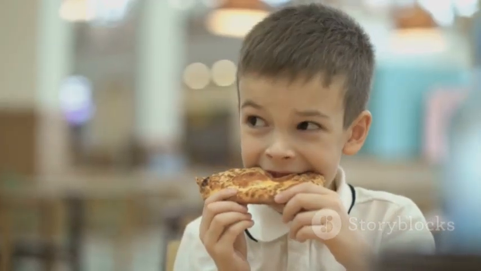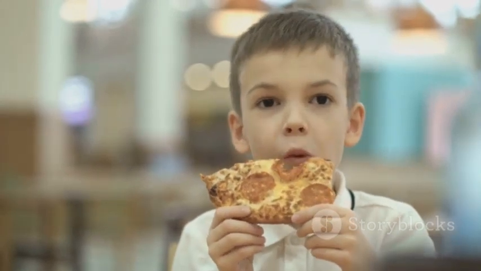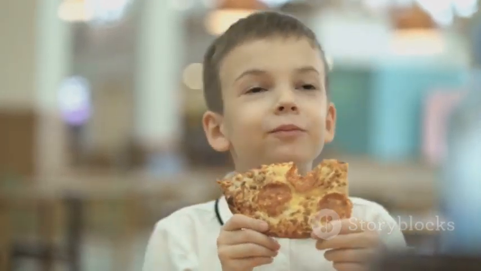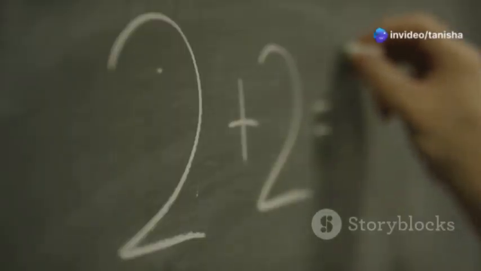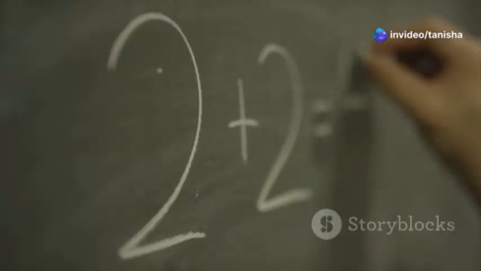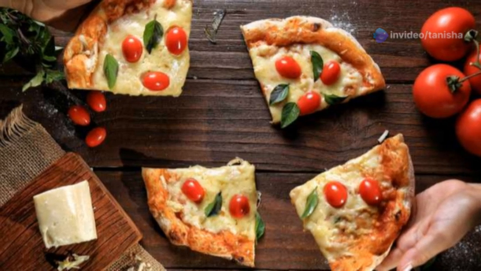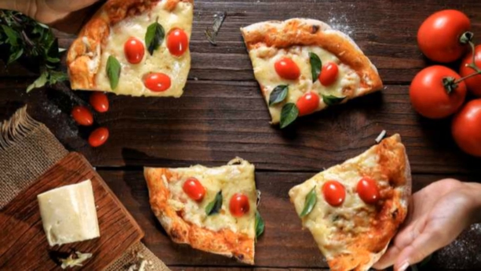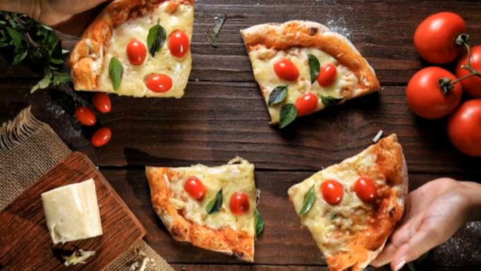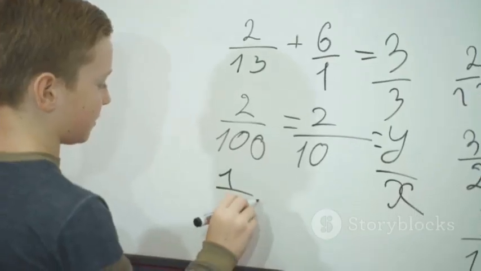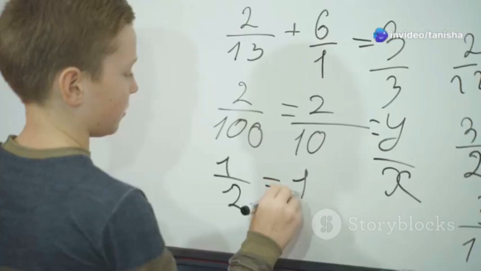This is the magic of equivalent fractions. They might look different, but they represent the same quantity. So 1/2 and 2/4 are just 2 ways of saying the same thing. You still got the same amount of pizza. You see, fractions are like a universal language for parts of a whole. They help us understand and compare different quantities. 1/2 and 2/4 represent the same amount, just written differently.